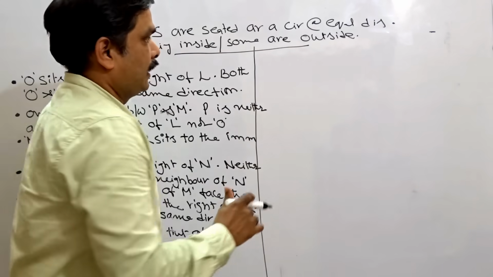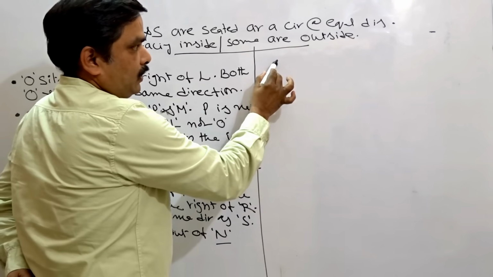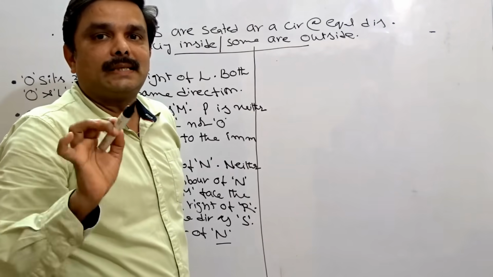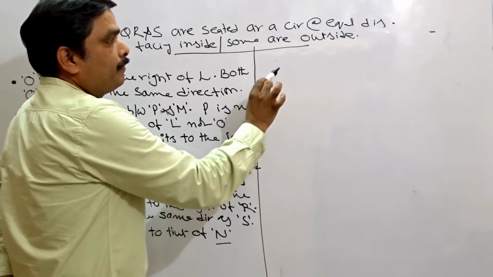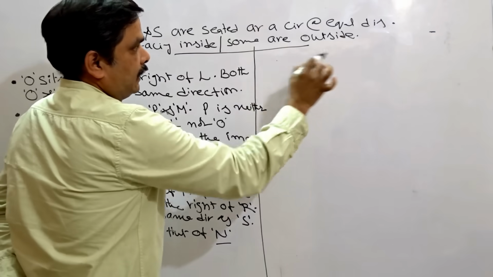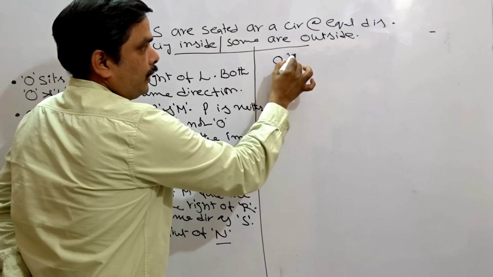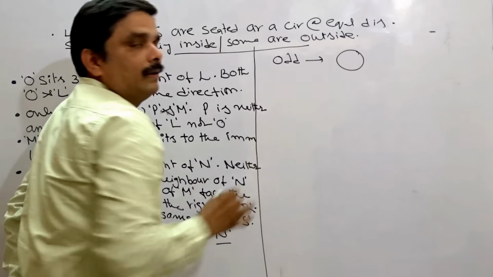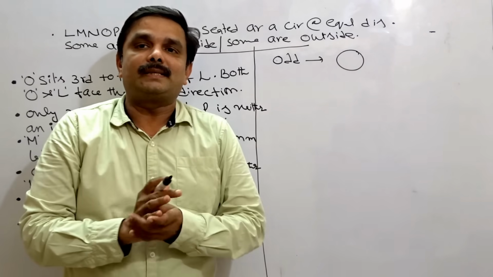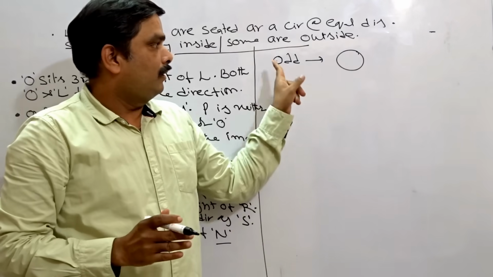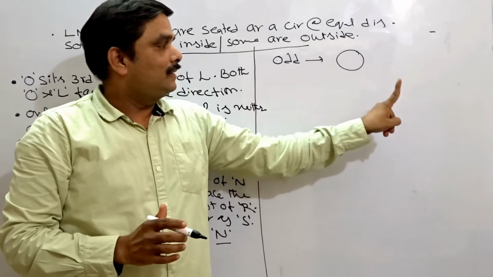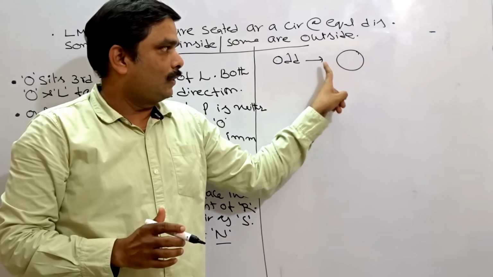Alright, first thing is, in the given question, first find out how many persons are there. If the number of persons in the given question is an odd number, you need to start the question by taking a circle. Because when an odd number of persons are there, you cannot determine who is opposite to whom. That's the reason why even if you take the circle, it doesn't matter.